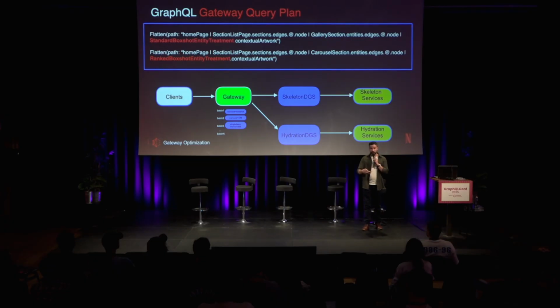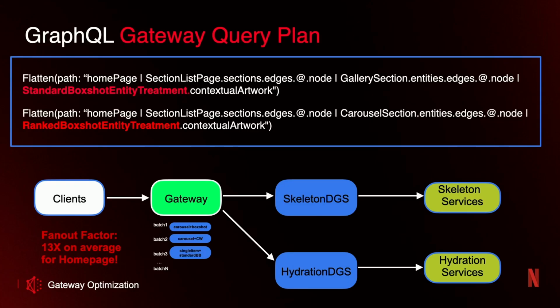So clients are issuing this query. We go to the skeleton DGS that I mentioned earlier. We call whatever services. We get that skeleton back. And then for every unique set of signals, so let's say there's a carousel and a box shot, and we want artwork, and then there's a single item section and a billboard treatment, and we want artwork. Even though those requests are independent and could be batched together, the gateway, because they were unique paths, exploded them out. So what we ended up having was a 13x fan out from the gateway to this DGS. So before, what was one call was now 13.